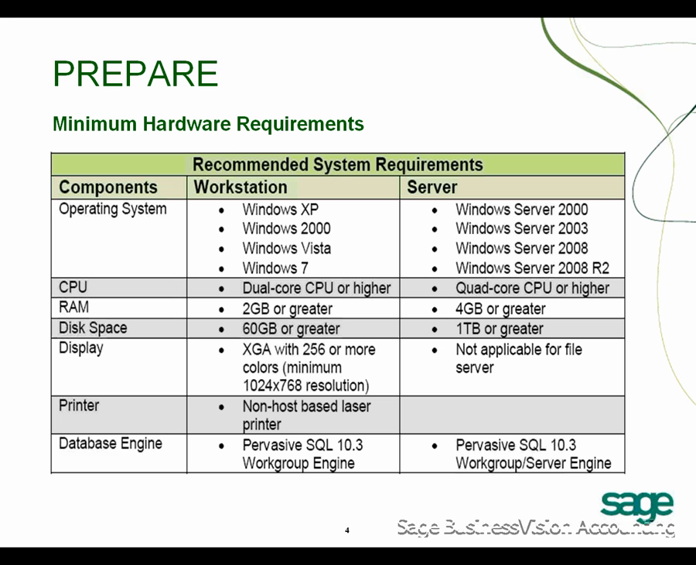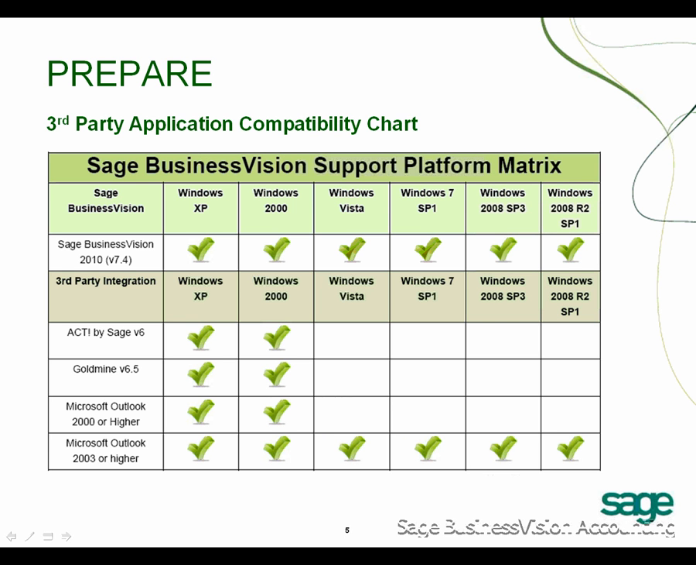The following is a chart of the recommended system requirements. Make sure that your workstation and server meet or exceed these minimum requirements. If you have any third-party applications integrated with your Sage BusinessVision program, then make sure before you upgrade to the 2011 version that the integration will still work after upgrading by referring to the chart or by contacting the third-party application software provider.